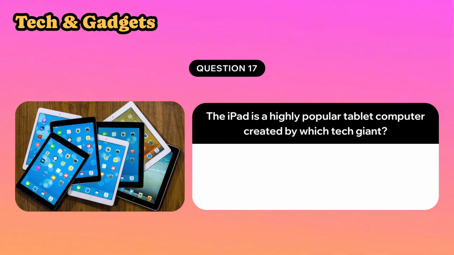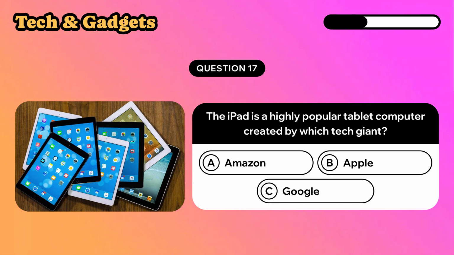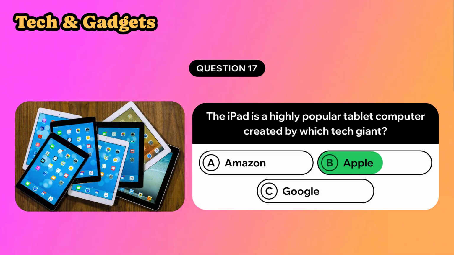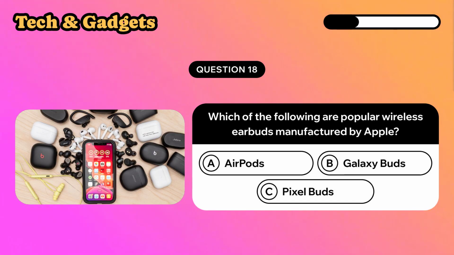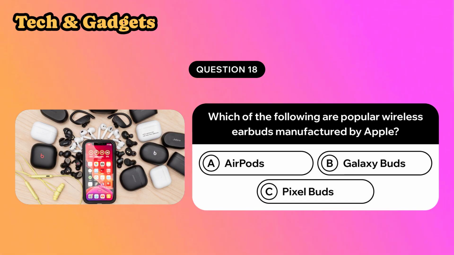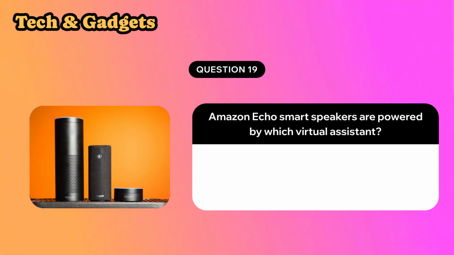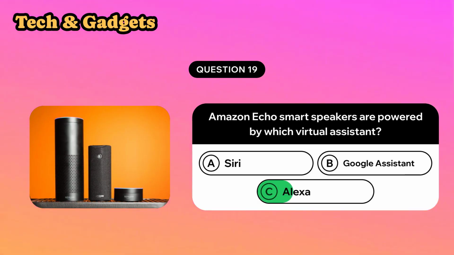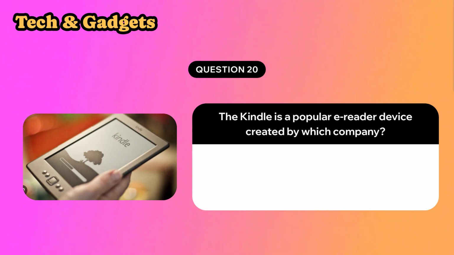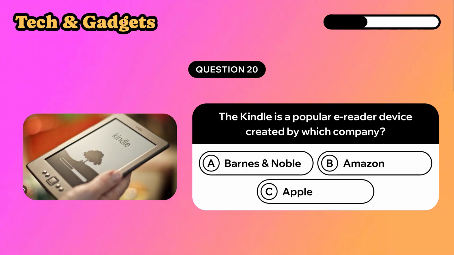The iPad is a highly popular tablet computer created by which tech giant? Which of the following are popular wireless earbuds manufactured by Apple? Amazon Echo smart speakers are powered by which virtual assistant? The Kindle is a popular e-reader device created by which company?